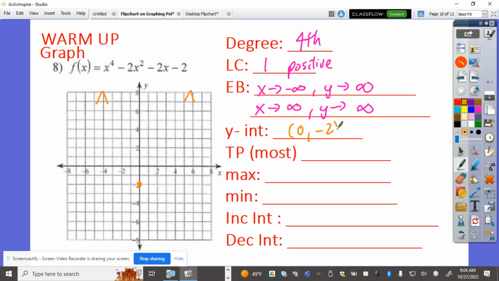0, negative 2. Emily, how many is the most turning points? We only have one, you're right. But what's the most number of possible turning points? 3. Okay. The meaning of that is there could be 3 turning points, could be 2 or 1, but it cannot have 4 turning points, because the most you can have is the degree minus 1, or 3. Maximum. Do we have a maximum here, Nate? Nope. So put none there.